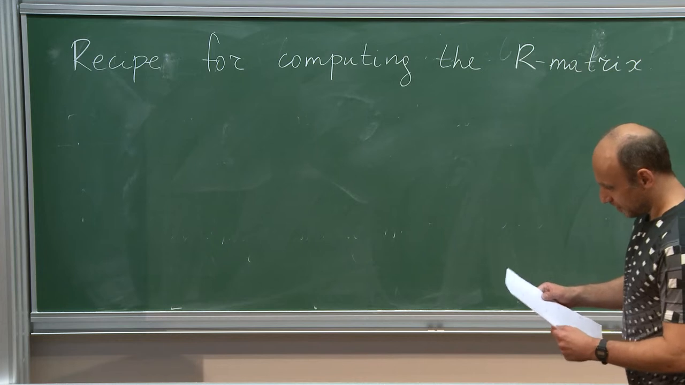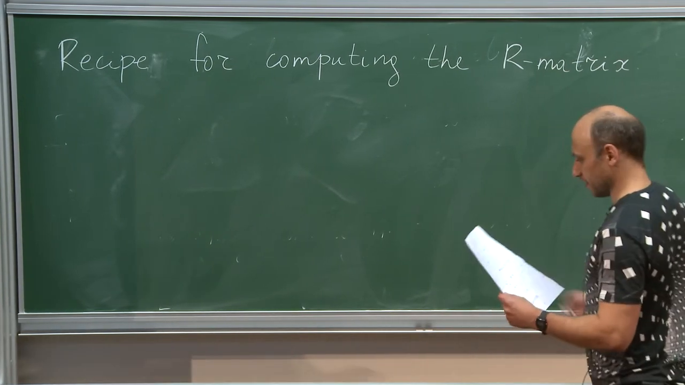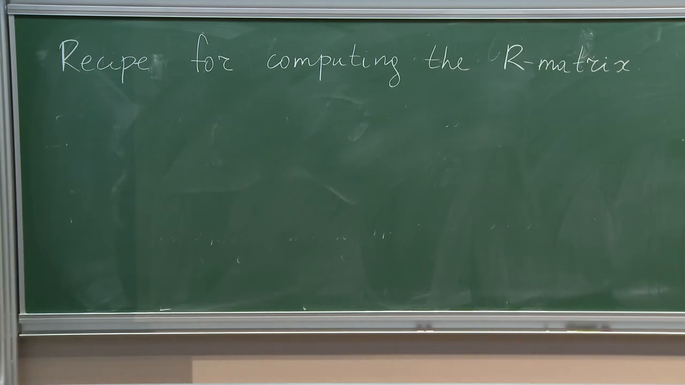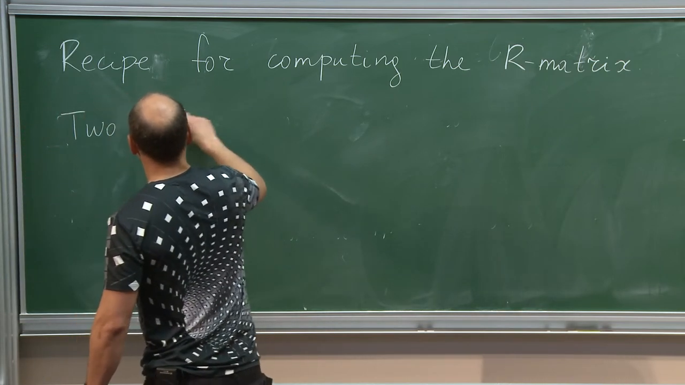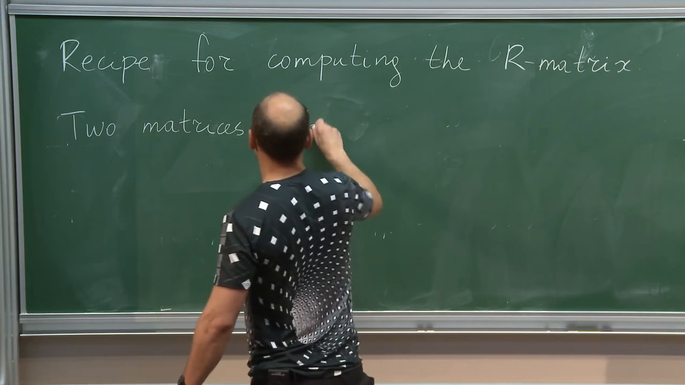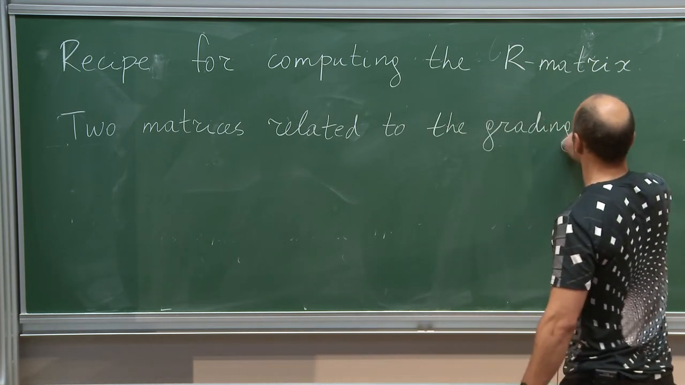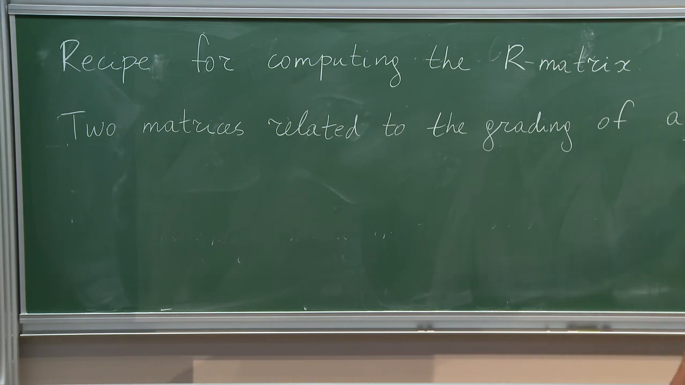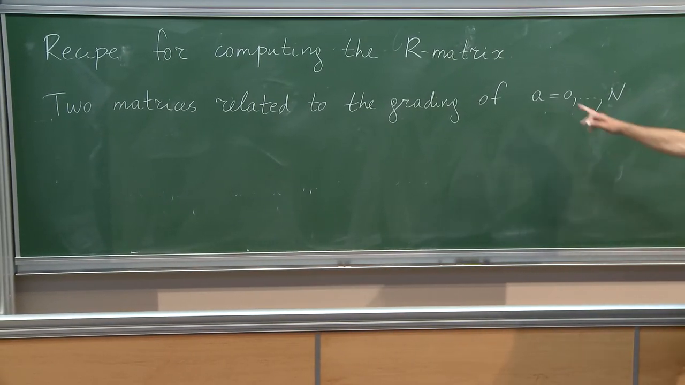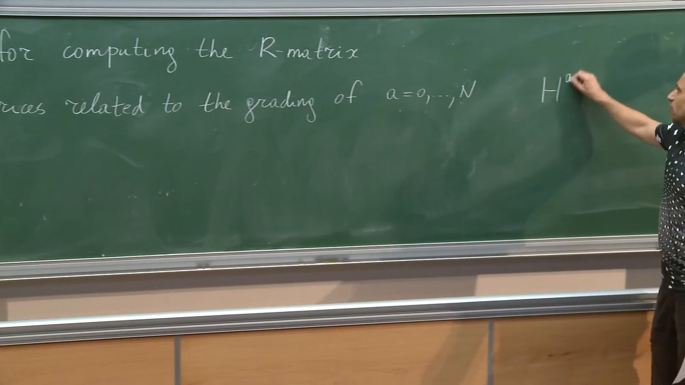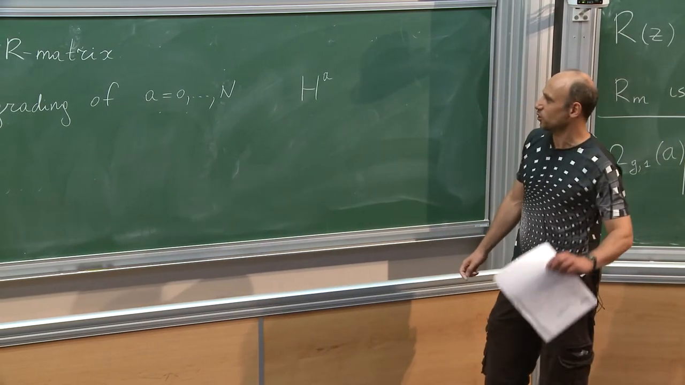Okay, so well, it's a little abstract, but okay. I'll write it down the way it is. So, first of all, there are two matrices related to the grading of A from 0 to n. So you see, H to the A is a cohomology class of degree 2A. So there is a natural grading in the cohomology of CP^n.